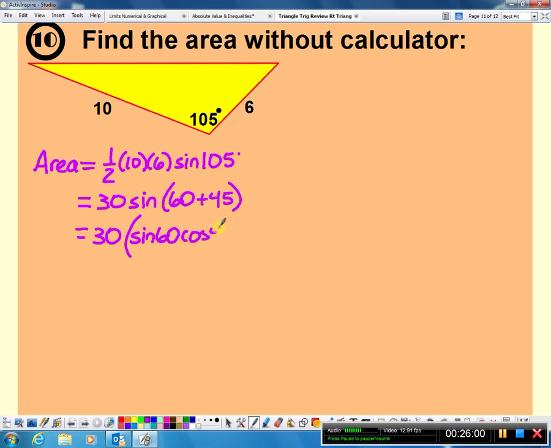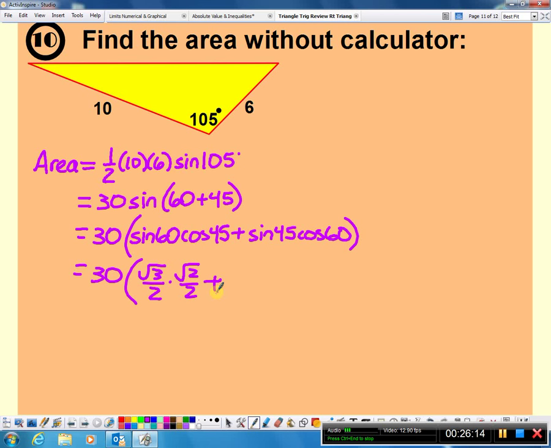Well, sine 60 is the square root of 3 over 2. Cosine 45 is the square root of 2 over 2. Sine 45 is the square root of 2 over 2. And cosine 60 is 1/2. So I've got 30 times the square root of 6 plus the square root of 2 all over 4. The only thing I can do is reduce and say, well, 2 goes into 30, 2 goes into 4. That's the only thing I can do to clean up the answer. I'm going to distribute the 15, and I'll have 15 square root 6 plus 15 square root 2 all over 2.